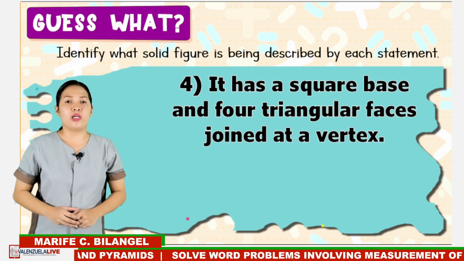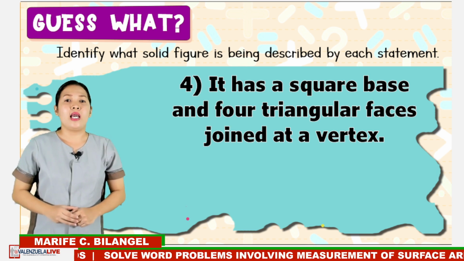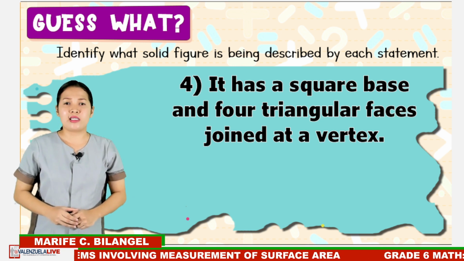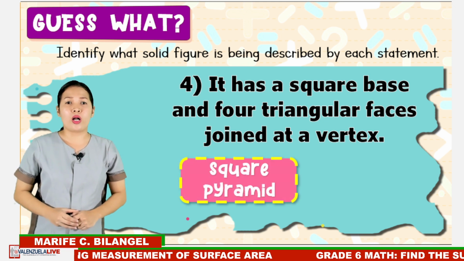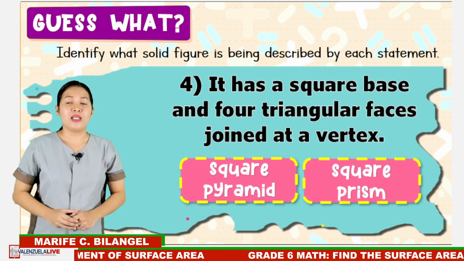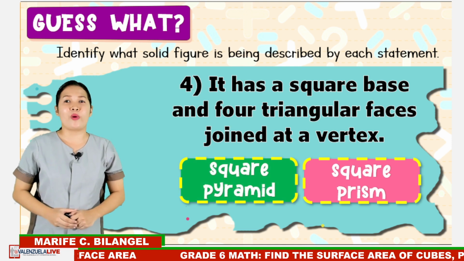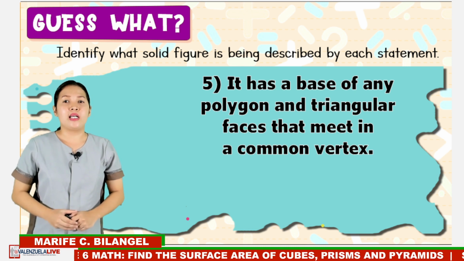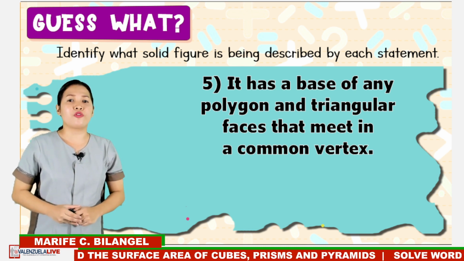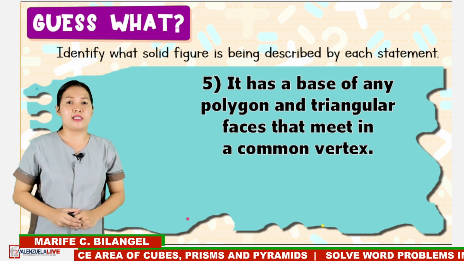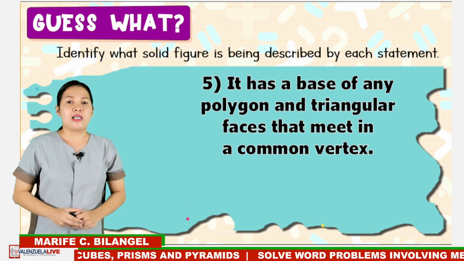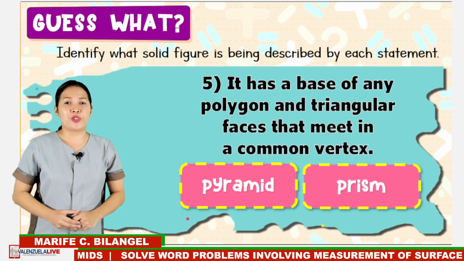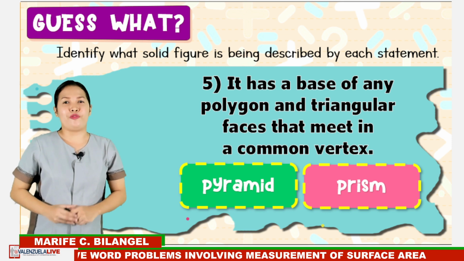For question number 4, it has a square base and 4 triangular faces joined at a vertex. Is it a square pyramid or a square prism? The correct answer is a square pyramid. And for our last number, number 5, it has a base of any polygon and triangular faces that meet in a common vertex. Is it a pyramid or is it a prism? If your answer is a pyramid, perfect. You got it right.